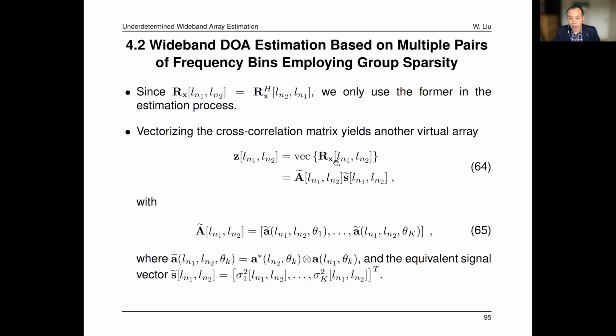So we vectorize this R_x, for example, not R_x^H. For this case we don't have noise, so we only have the signal part. This is the cross correlation coefficients in the virtual source vector, and this is the steering matrix formed by the virtual steering vectors. Each virtual steering vector is a Kronecker product of these two individual steering vectors, one for L_n2 and one for L_n1.